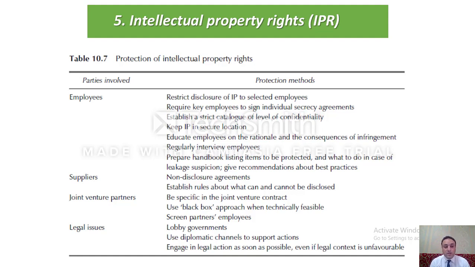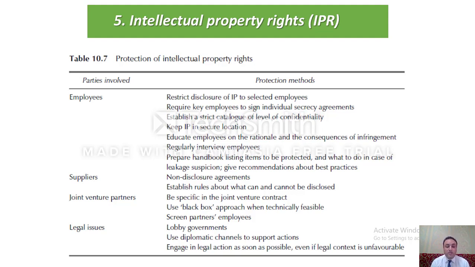We can see the employees, for example, can be protected by restricting disclosure of intellectual property to selected employees. Also, we can require key employees to sign individual secrecy agreements, or establish a strict catalog of levels of confidentiality, or keep the intellectual property in a secure location, or educate the employees on the rationale and the consequences of infringement, and regularly interview the employees, or prepare a handbook listing items to be protected and what to do in case of leakage suspicion, or give recommendations about best practice. This is for the employees.